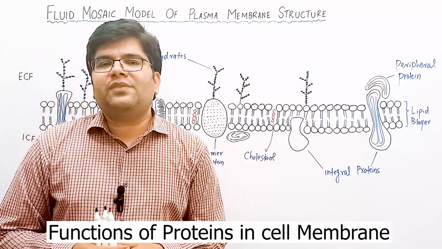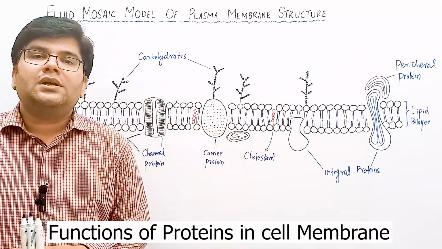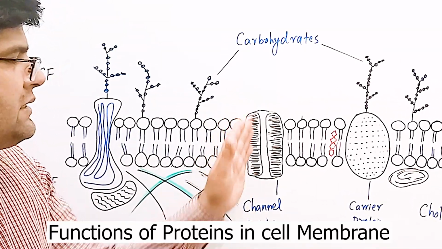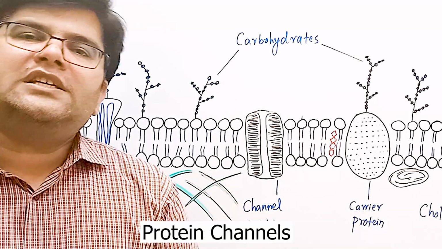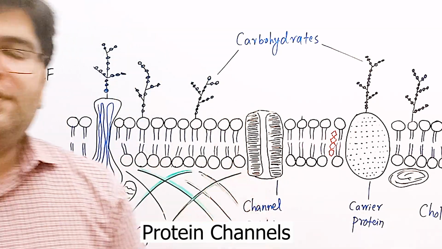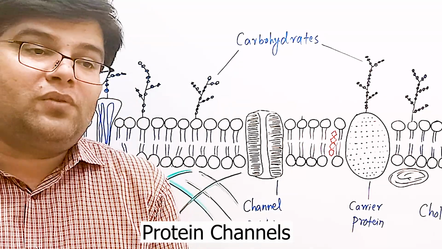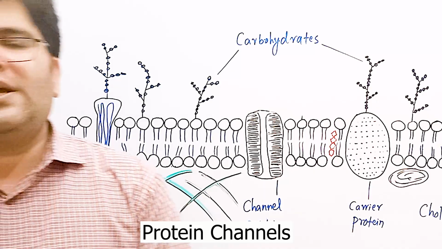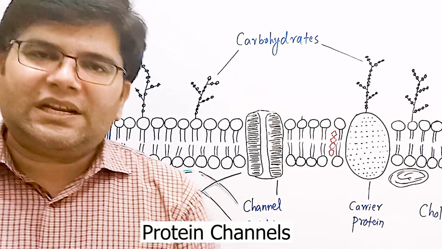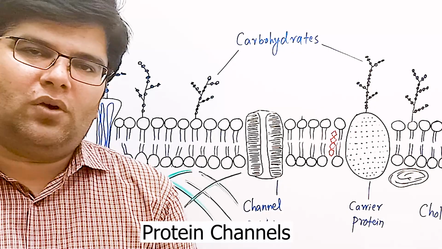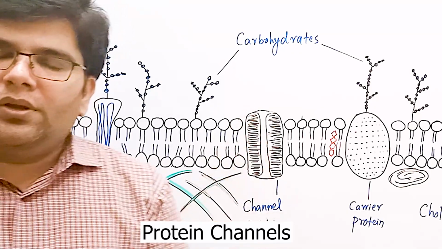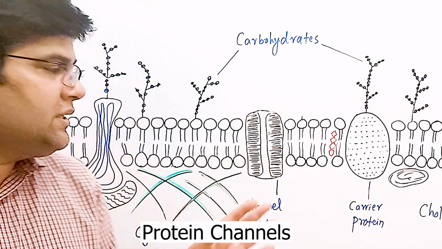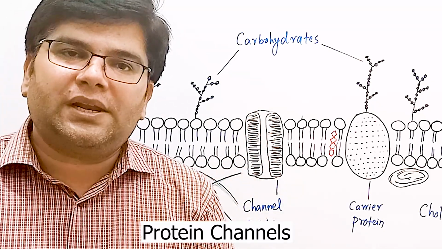Now let's talk about the function of proteins which are present in the cell membrane. Some of the transmembrane proteins behave as channels or pores. These are water-filled pathways. These protein channels are highly selective for the ion which they transport. For example, we have sodium channels which transport only sodium. We have potassium channels which transport potassium. This selectivity of the channels is because of the diameter of their pore, presence of specific groups on the inner surfaces, and also presence of some negative or positive charges on the inner surface of their channel.